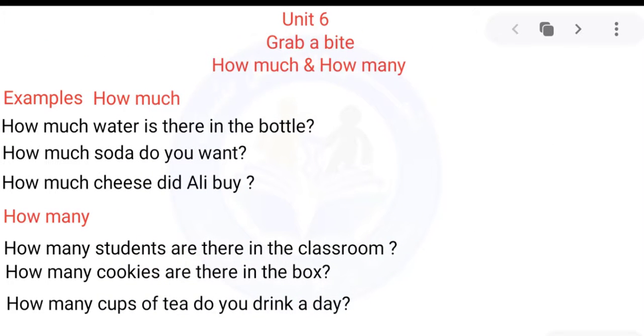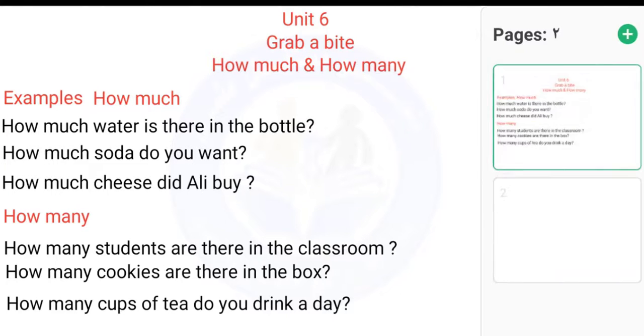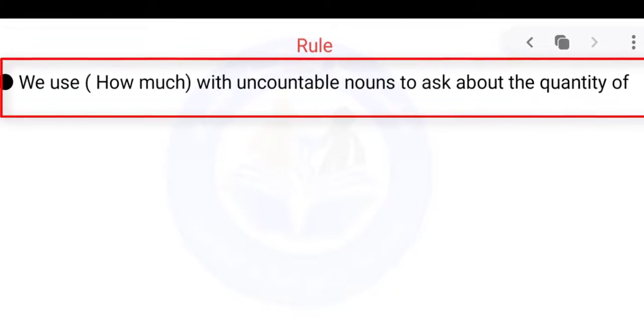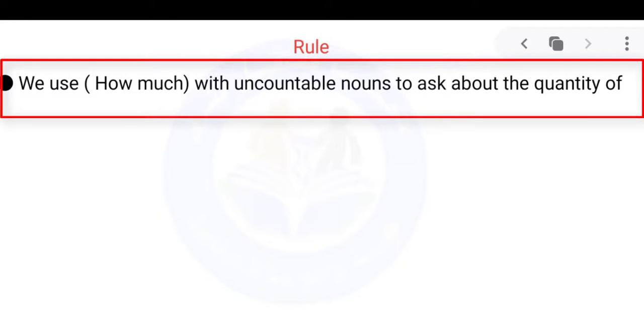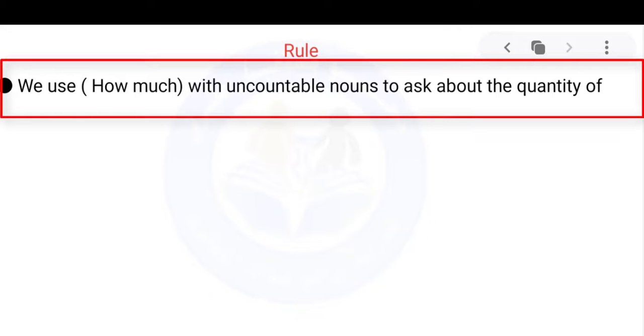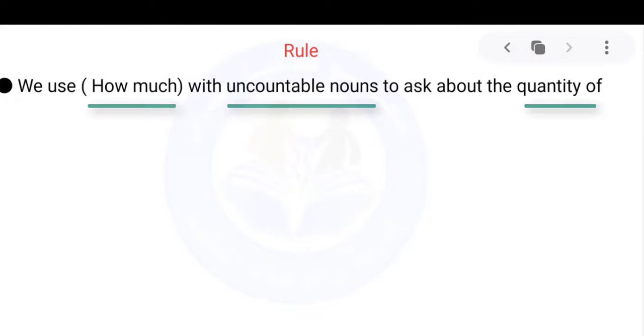So, now, let's deduce the rule together. And I think now the rule is very clear to all of you. We use how much with uncountable nouns. As we saw in the examples, how much water, soda, cheese, sugar, milk, jam, rice, and so on. We use how much with uncountable nouns to ask about the quantity of something.